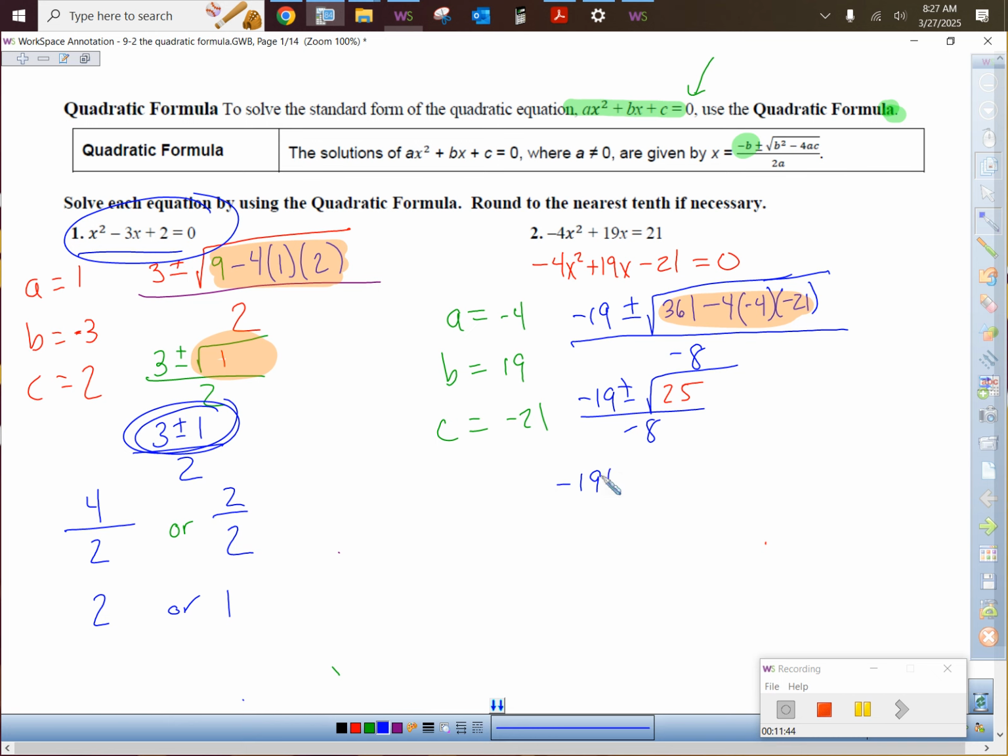Negative 19 plus or minus. What is this guy right here? What is the square root of 25? Yes, you said it correctly. I'm going to write it incorrectly. What did I write incorrectly? It is supposed to be 5. What did I accidentally write down? Square root of 5. So nope, nope, nope. It's just 5. Square root of 25 is 5, all over negative 8. So now we've got to find our two answers.